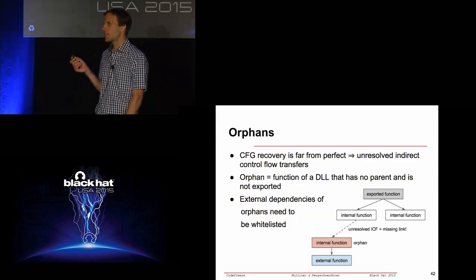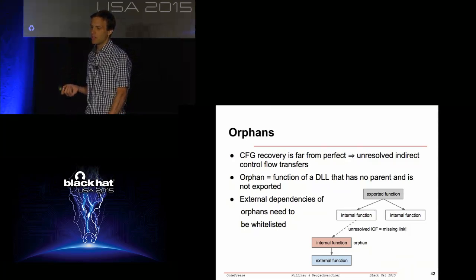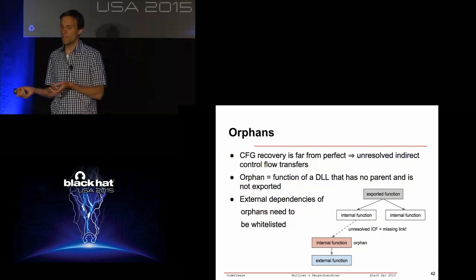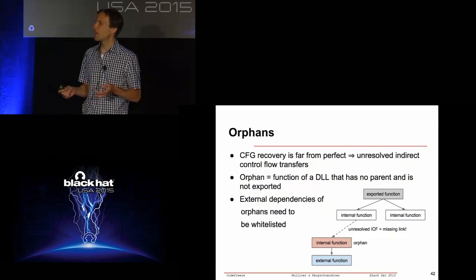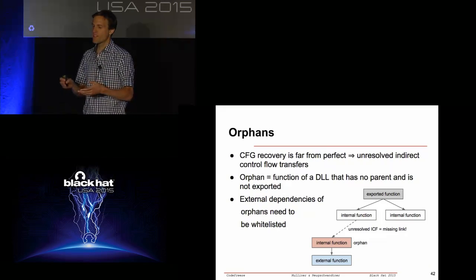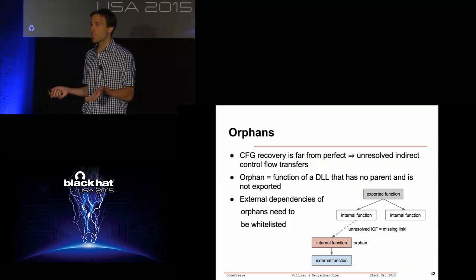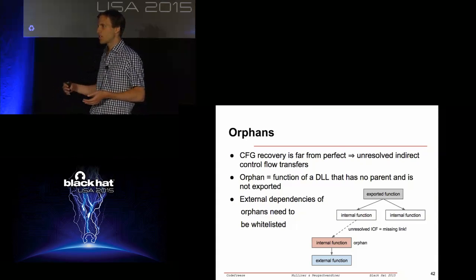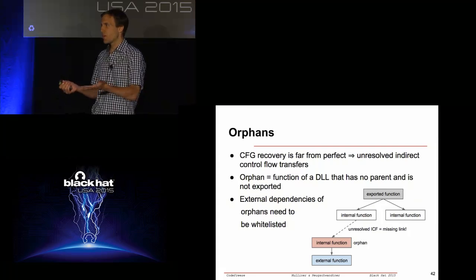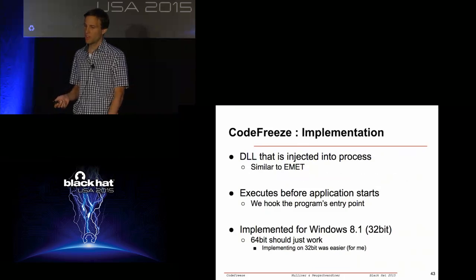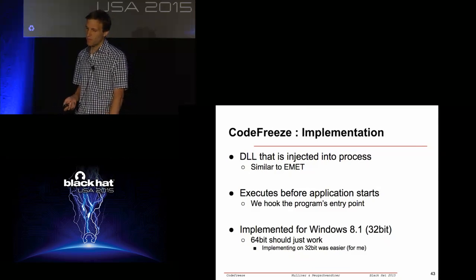One thing that happens when we cannot resolve an indirect control flow transfer are orphans. What are orphans? Well, we named orphans internal functions that are not being exported, so they are not entry points of a DLL, but they are not referenced from any parts of our internal CFG. And they are troublesome because we need to whitelist and to enable their functionality and also the external dependencies, because we just don't know whether they're actually being used or not. This is due to the imperfection of the CFG. So we need to whitelist them during runtime.